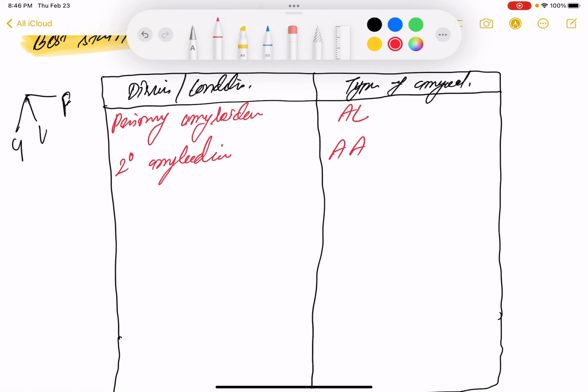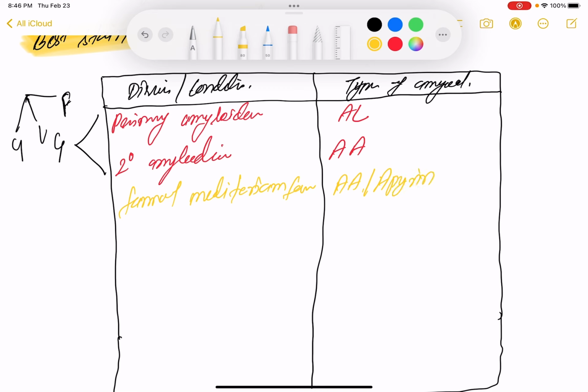Then we come to familial. So in familial there is familial Mediterranean fever. Here the amyloid is AA or A pyrin.